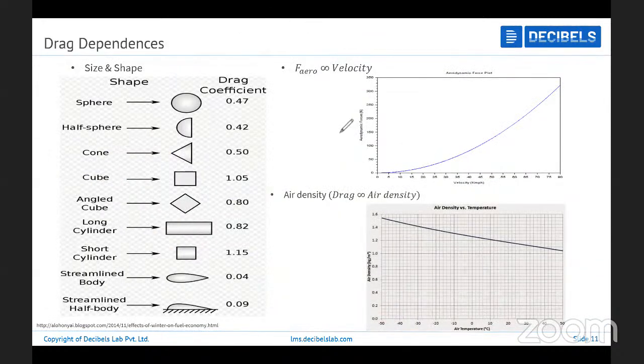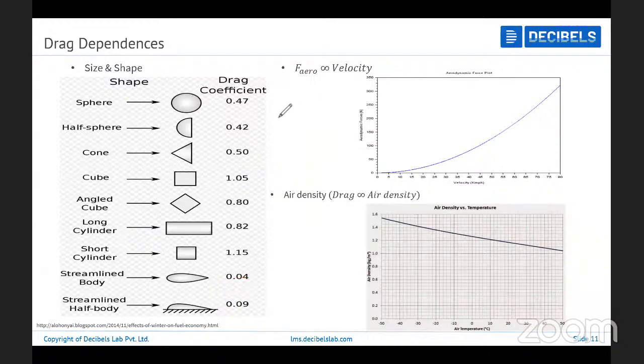So as we were talking about dependencies, one, as we mentioned, is the drag coefficient. It defines how, with different size and shape of your vehicle, you will have different coefficient values. If you see many automotive structures, they have a streamlined or half-streamlined body. Considering that, they have a very low drag coefficient. So this is where we also have to consider.